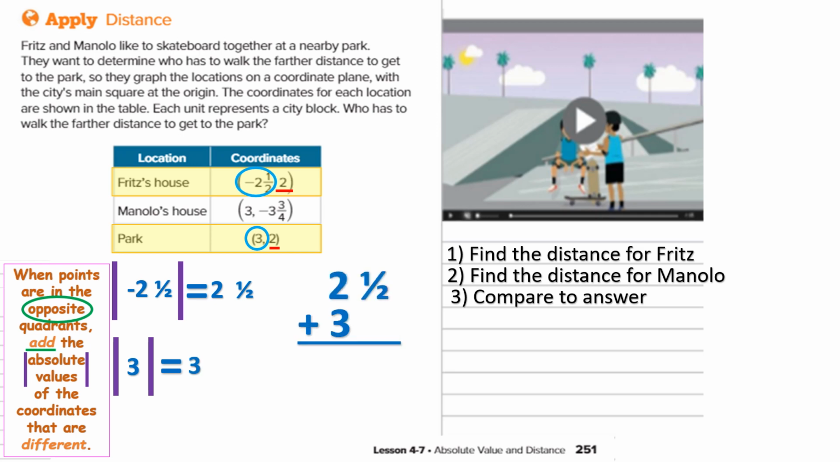Once again, I stack my whole numbers, I stack my fractions. 1/2 plus nothing is simply 1/2. 3 plus 2 is 5. 5 1/2 is my answer for them. Now, when I go back to the information in the word problem, it says each unit represents a city block. So we don't want to put units, right? We want to put blocks.